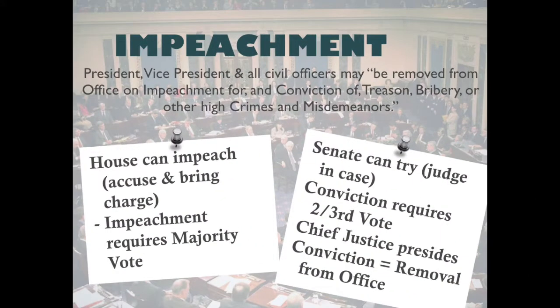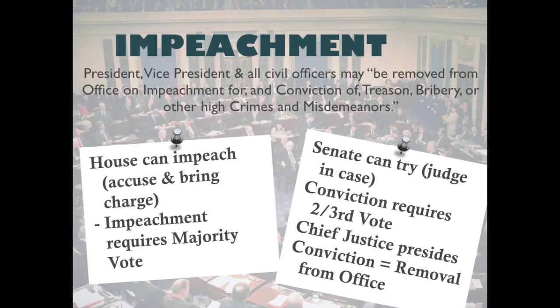The Constitution provides that the President, VP, and all civil officers of the U.S. may be removed from office on impeachment. The House has the sole power to impeach, that is, to accuse or bring charges. The Senate has the sole power to try, or to judge, to sit as a court in impeachment cases.